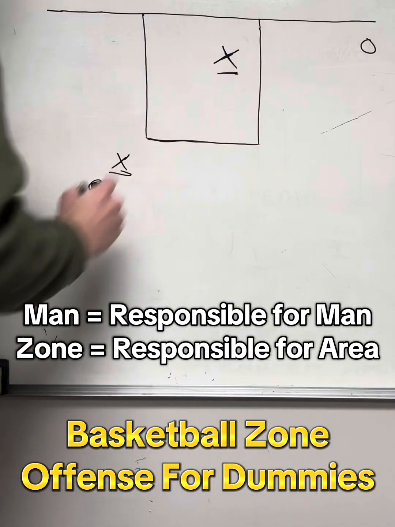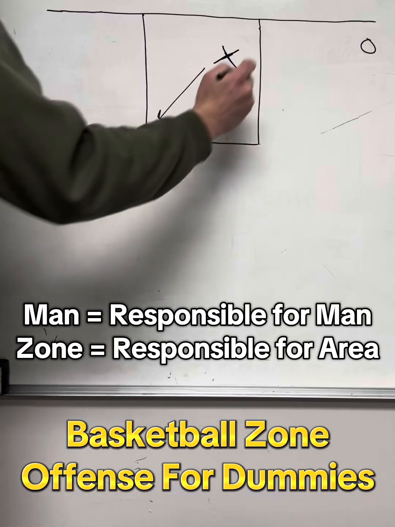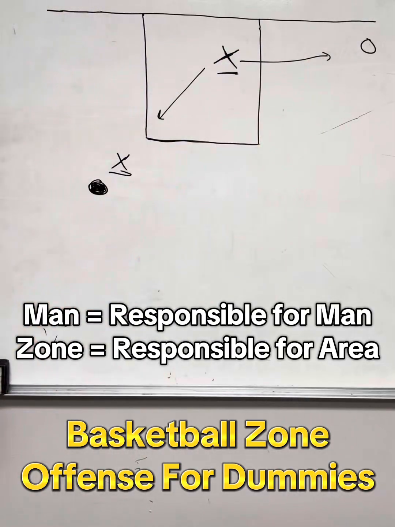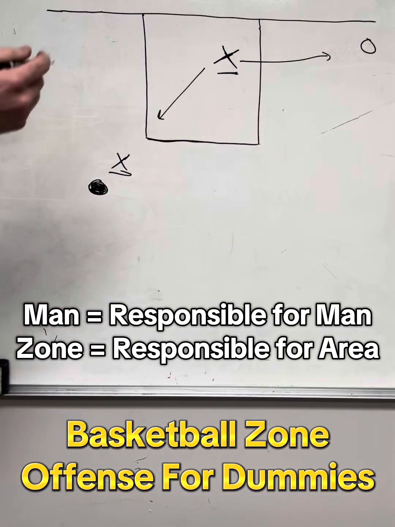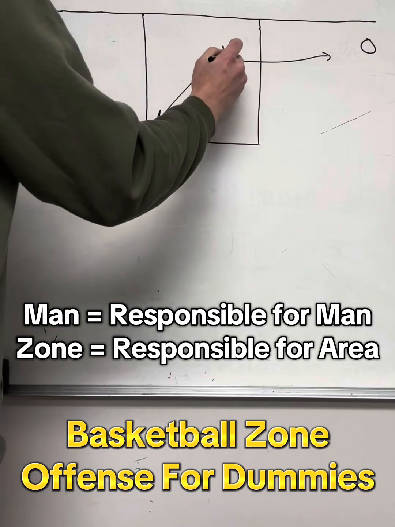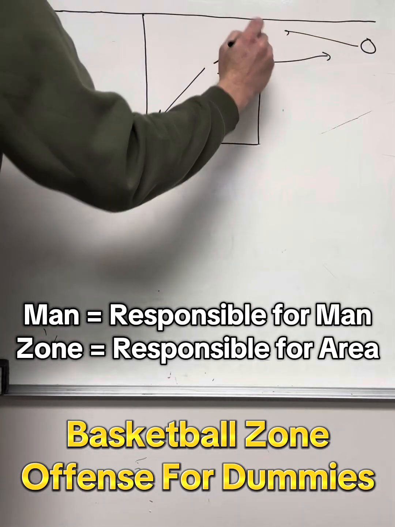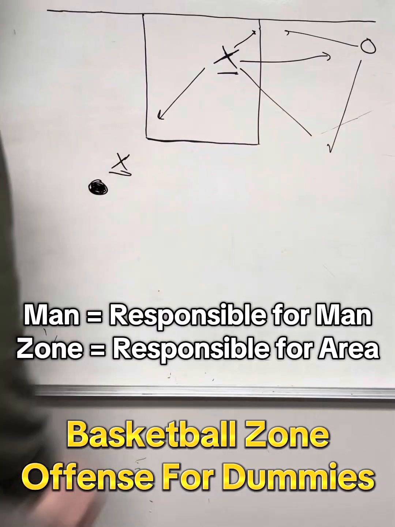The biggest difference in man and zone is the off-ball defense. The defender in a man defense can see the ball and can see his man. That's different than in a zone, where, I'll show you in just a second, he's got eyes, so if you cut, he'll know where to go. You cut up, he'll go up. You cut down, he goes down.